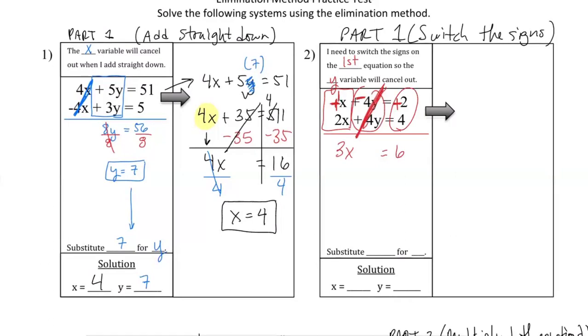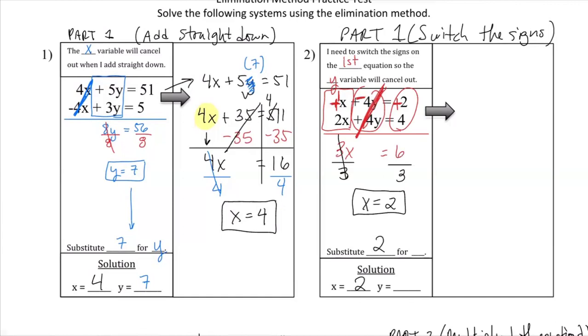I'm going to solve here. So I'm going to divide both sides by 3 to get x by itself. 6 divided by 3 is 2. Perfect. So I used to not know what x and y were. Now I figured out one of them. X is 2.